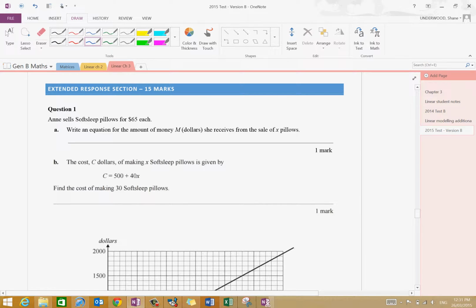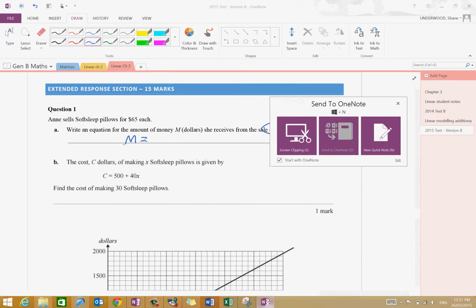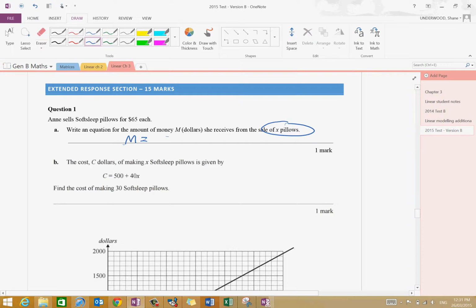The first part was done fairly well though. Anne sells soft pillows for $65 each and pillows are x. So therefore the cost, write an equation for how much money she receives. So the money that she receives is equal to, for each pillow she receives, $65. So it's 65x.